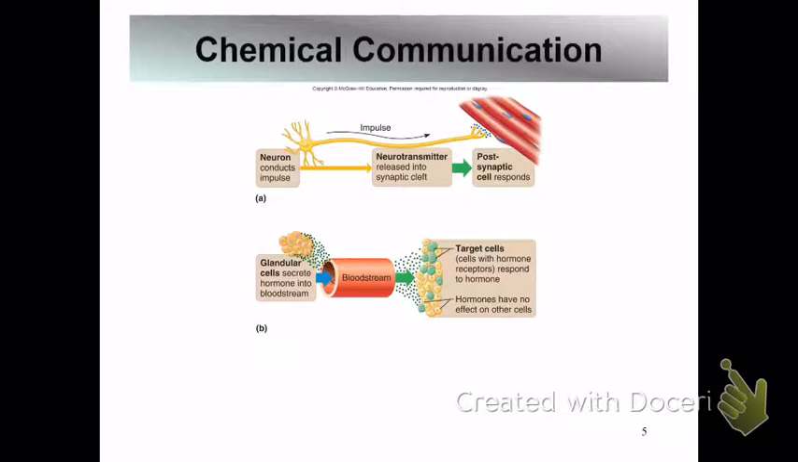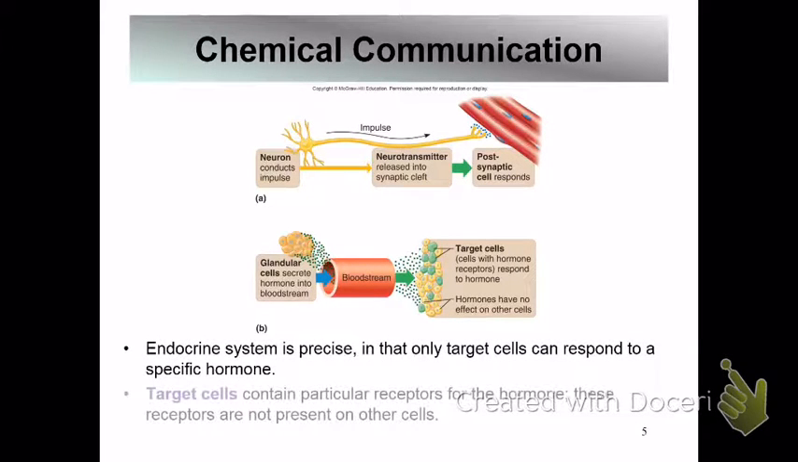The endocrine system, it tells you on the bottom of this slide, is precise. The thyroid controls metabolism. It's very specific. It's precise and specific in that only target cells can respond to a specific hormone. Now, the target cell, that's what it acts on. So the gland releases a hormone that acts on a specific target cell. It contains particular receptors for the hormones. These receptors are not present on other cells.